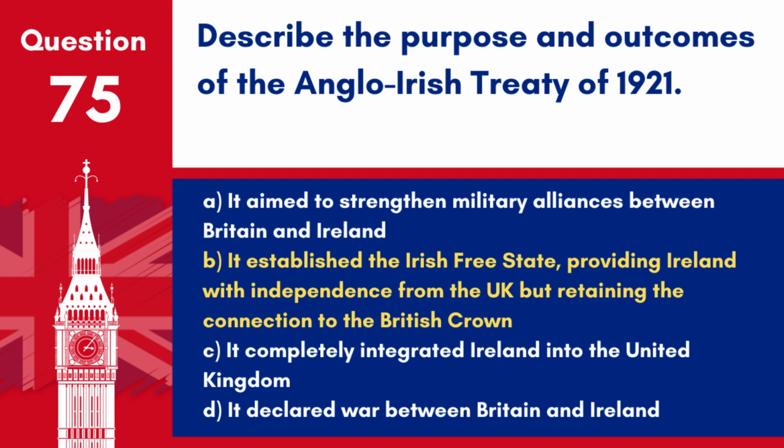the British Crown. The Anglo-Irish Treaty of 1921 was significant in that it concluded the Irish War of Independence and established the Irish Free State, which was a significant step towards full Irish independence.